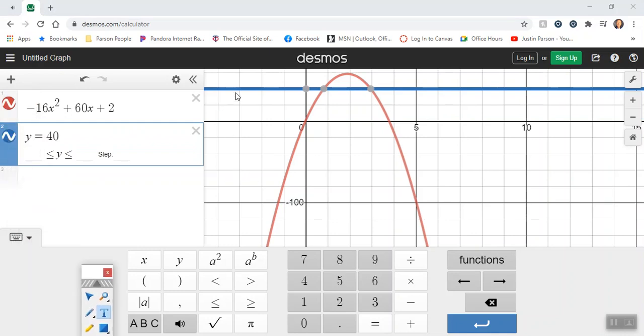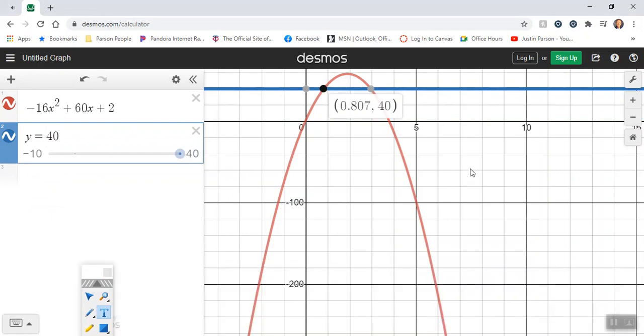Guys, this blue line represents the height of 40 feet right here. And it looks like to me it gets to 40 feet at what time? How many seconds did it take to get to 40 feet? Okay, and it also returns to 40 feet right here, doesn't it? So if I type in y equals 40 right there, how many different times is it at 40 feet in the air? 2 different times. One is on its way up, and another is on its way down right here. Okay, so what 2 times does that happen? Looks like 0.8 seconds, and what else? 2.9 seconds.